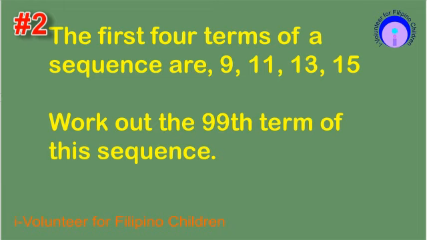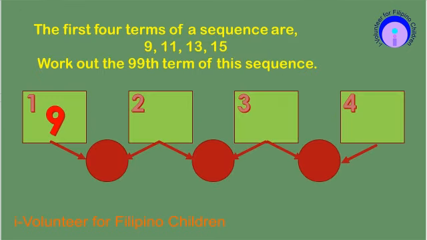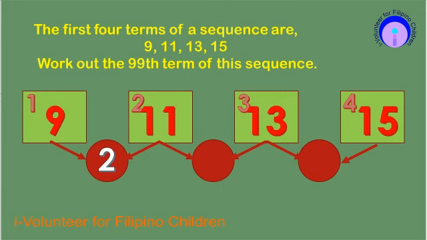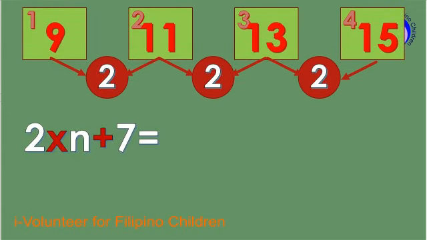And we are looking for the 99th term. Let us analyze the first 4 terms. We should take a look also on the difference between terms. Let us try this equation. 2 times n plus 7 is equal to the term.